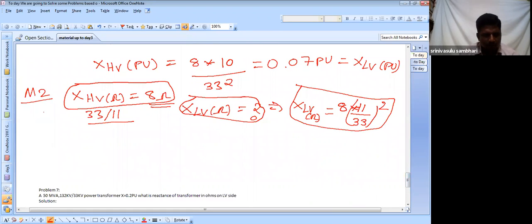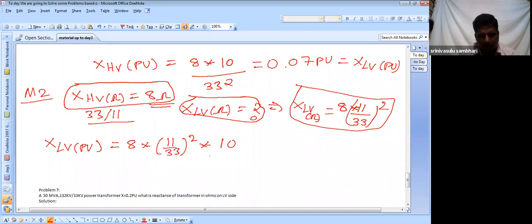Same thing. The XLV per unit equal to, XLV actual is how much? We found 8 into 11 by 33 whole square. These are actual values. Now, what is the base MVA? 10. Divided by what is the base kV whole square? What is the base kV? You are doing LV side, means LV voltage. That is 11 square. Now, what is the answer we are getting? 8 into 10 by 33 square. Again, what is the answer we get? 0.07.